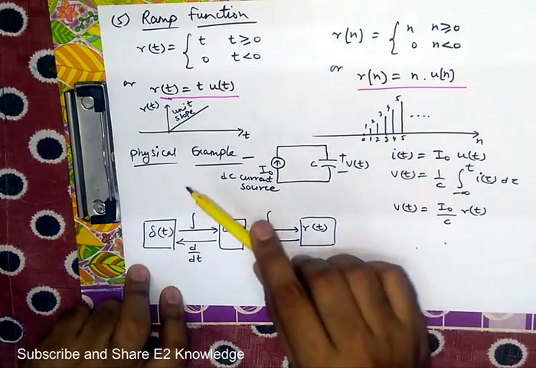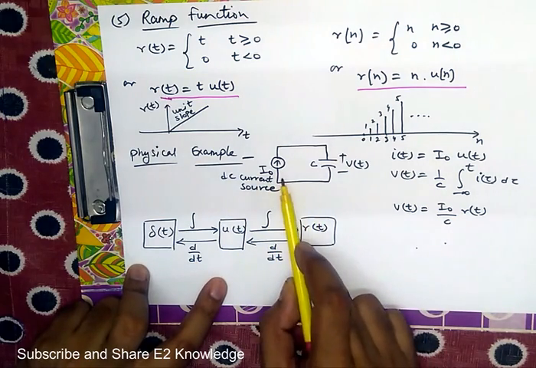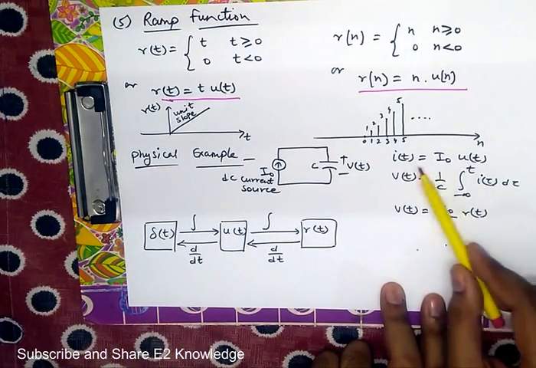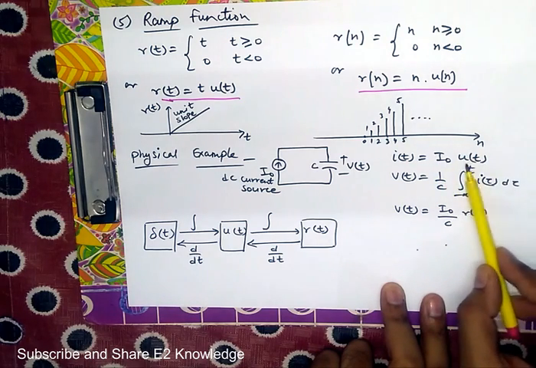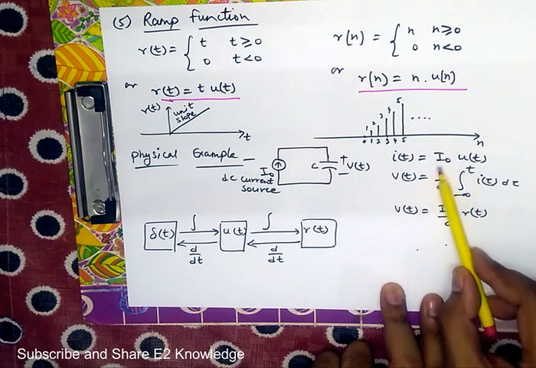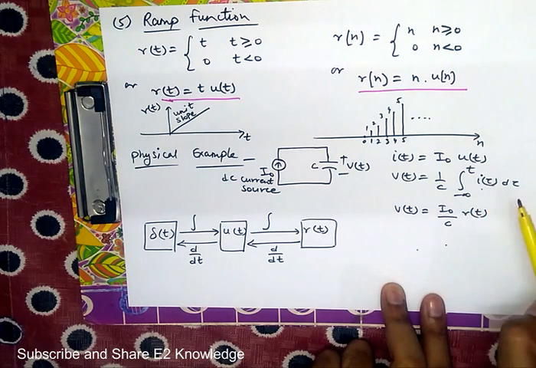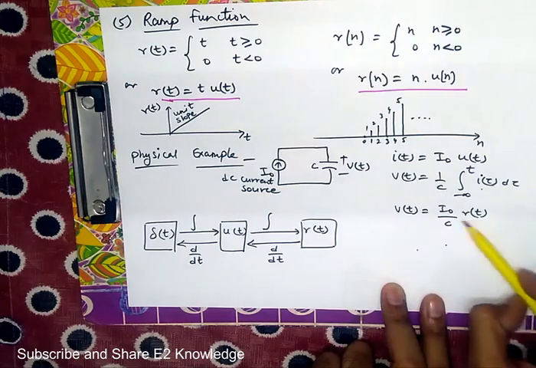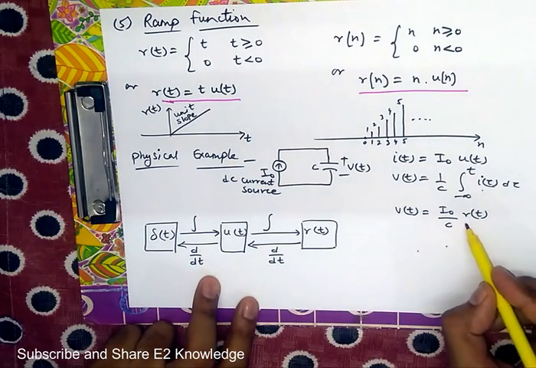A physical example of this ramp function is a current source with a capacitor. Suppose a DC current source is attached to a capacitor having voltage v(t). Now the current in this circuit becomes i(t) is equal to I0 u(t). A DC current source is always represented using the unit step function. The voltage across the capacitor becomes 1 upon C times the integral from minus infinity to t of i(tau) d tau. Now putting i here and solving the expression, we will not solve it here, v(t) is equal to I0 over C into r(t). That is, this circuit will be represented using the ramp function.